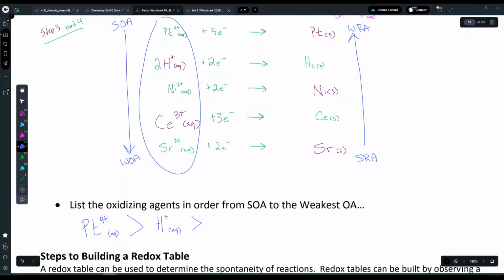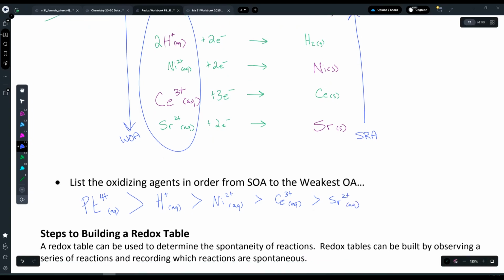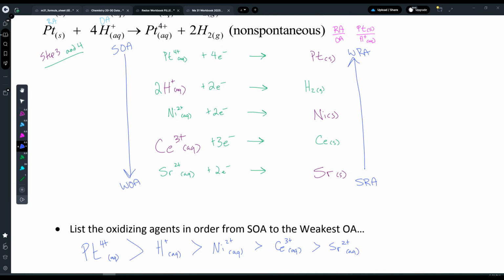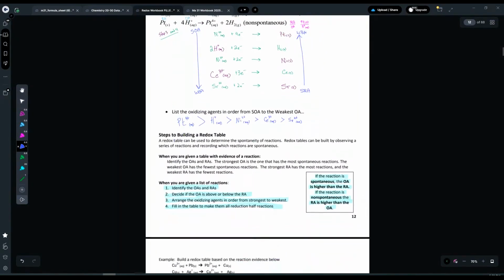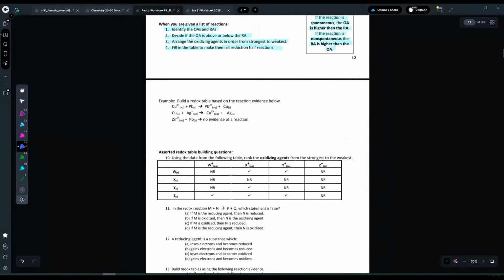Which is stronger than the next one, nickel 2+, aqueous. Then the next one is cerium 3+, aqueous. Then the next one is strontium 2+, aqueous. So we're just following the trend that we built. Strongest oxidizing agent in the top left, and then as we go down the list, they get weaker and weaker. And this question's done right now. So let's move on here.